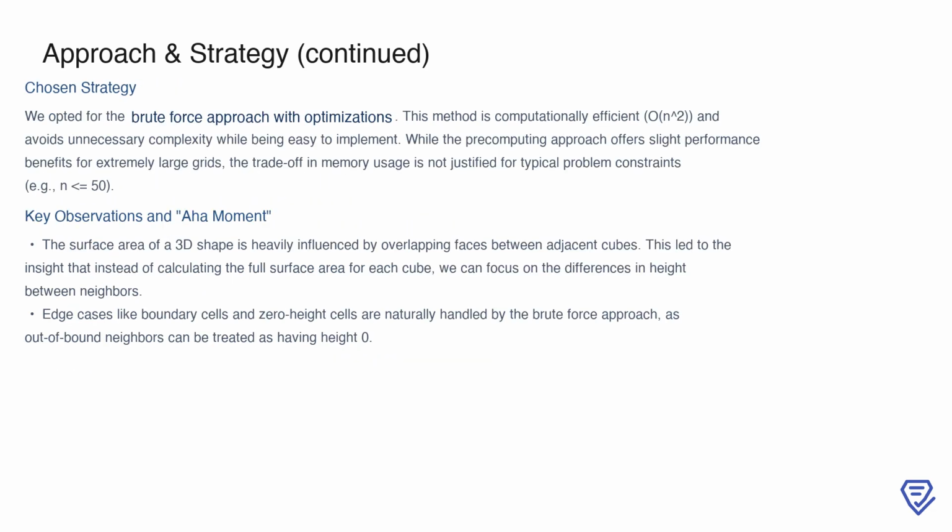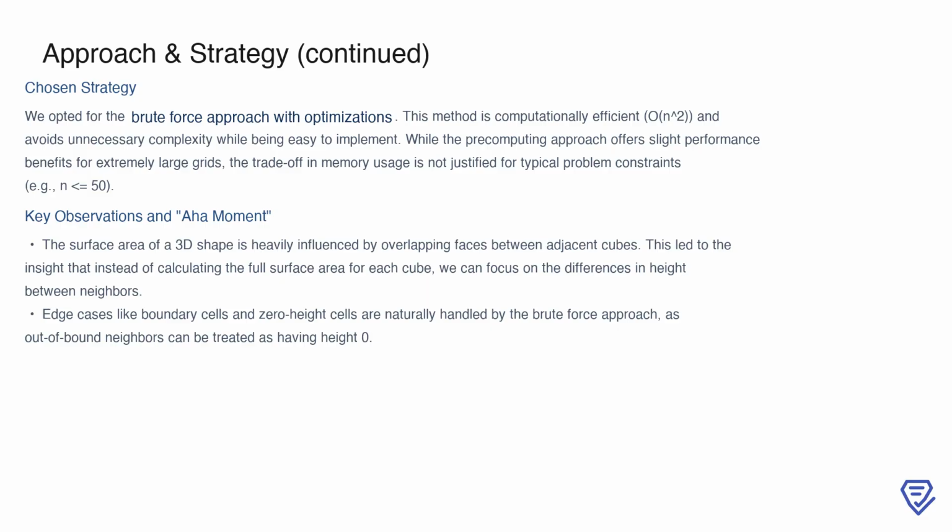The strategy we chose for solving this problem is the brute force approach with minor optimizations. This method is computationally efficient with a time complexity of O(n) squared, and avoids unnecessary complexity, making it straightforward to implement. While the pre-computing approach offers slight performance benefits for extremely large grids, its increased memory usage isn't justified given the typical constraints of this problem, such as n being less than or equal to 50.